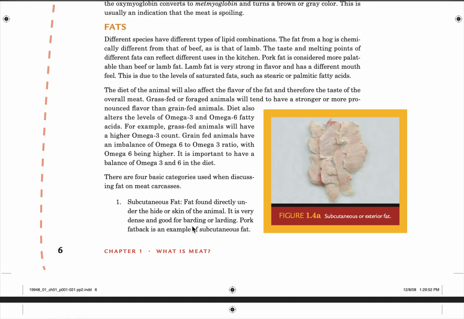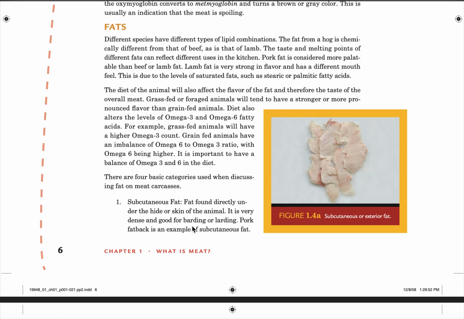This is due to the levels of saturated fats such as stearic or palmitic fatty acids. The diet of the animal will also affect the flavor of the fat and therefore the taste of the overall meat. Grass-fed or foraged animals will tend to have a stronger and more pronounced flavor than grain-fed animals.